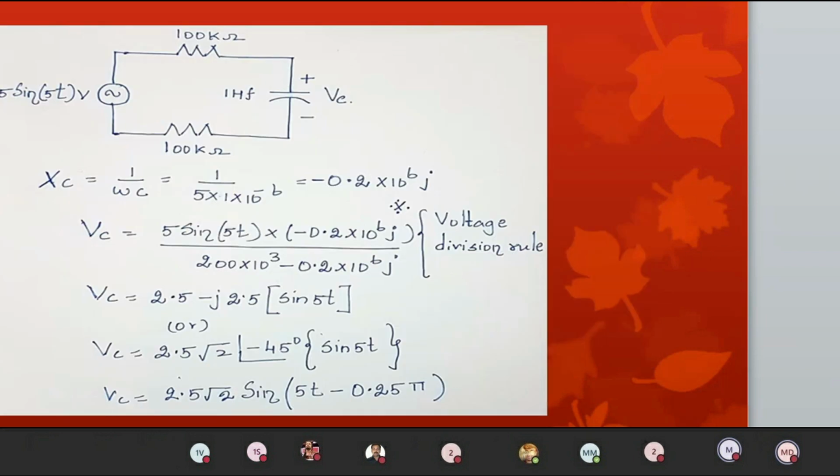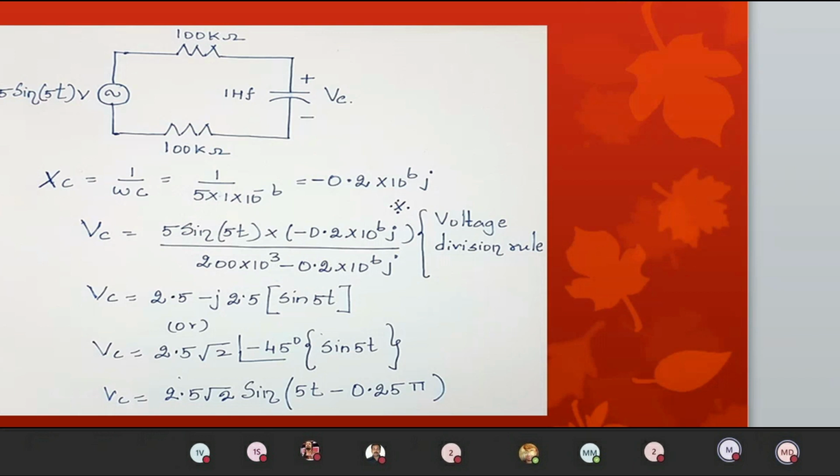First find Xc, 1 by omega C. Omega is 5, C is 1 into 10 power minus 6. Vc is voltage across the capacitor. See once again how voltage division rule is handy. Okay, how it is very effective and very useful in series circuit analysis. Series means when all the passive elements are connected in series. Okay. So voltage division rule is one of the best and most simple as well as effective methods to find voltage across any passive component.